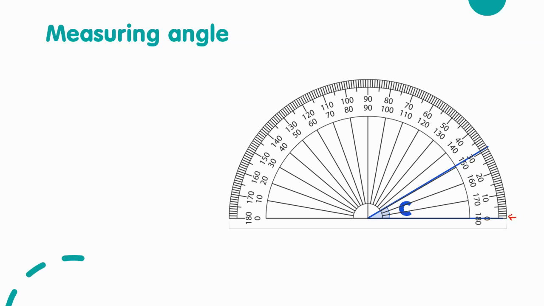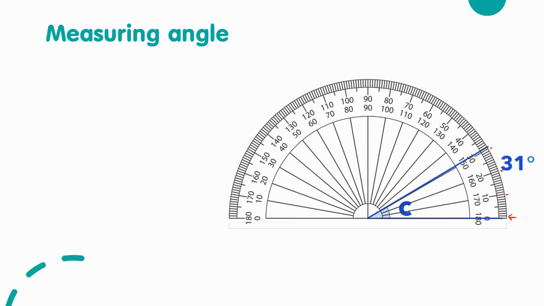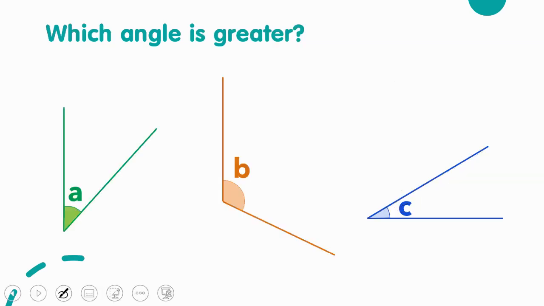In this case, you will read from the outer scale: 0, 10, 20, 30, and a little bit more. You see that the angle is actually one marking more than 30. Every marking on the protractor is 1 degree. Hence, angle C is 31 degrees. This is the unit of measurement for angle. We call it degree. So angle C is 31 degrees.